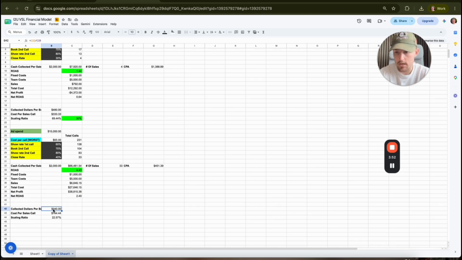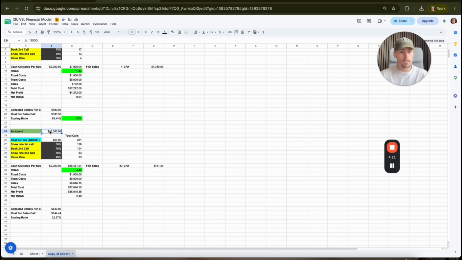Now, as you can see here, collected dollar per book call is $640, $144 cost per live sales call, and then we have a 22.57% scaling ratio. So what does this actually mean? This means that we're in a scaling zone, right? But again, like I said, this is just a sheer example of the inputs that you put in based on your historical data that you are tracking inside of your numbers, inside of your ad account, inside of your sales team KPIs. You can plug everything into this and it will give you exactly what you need.